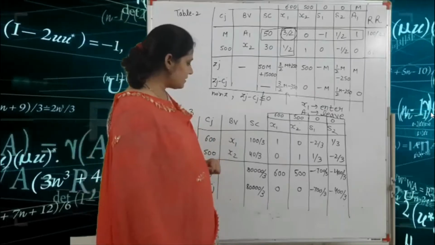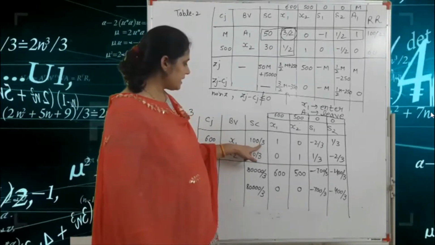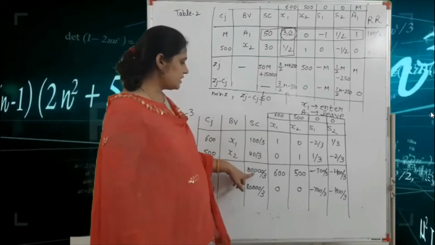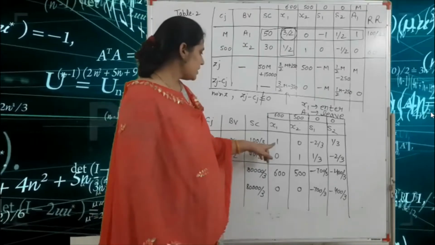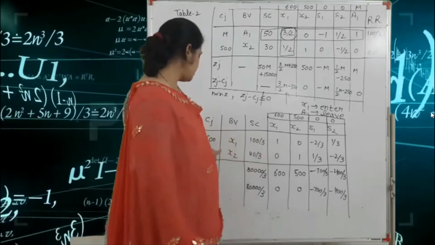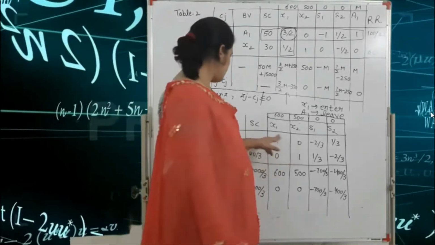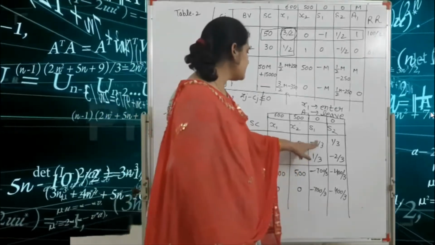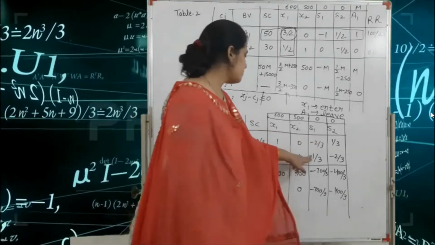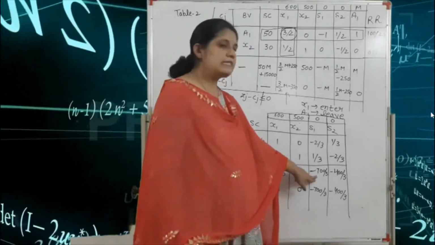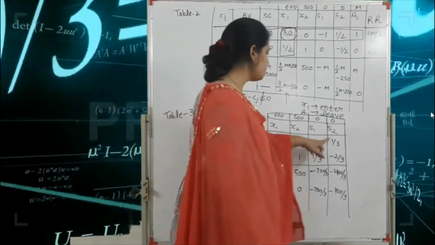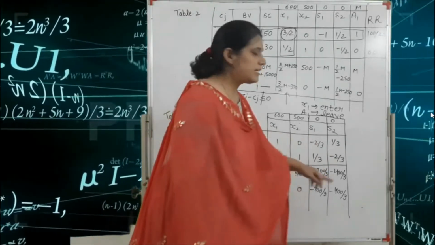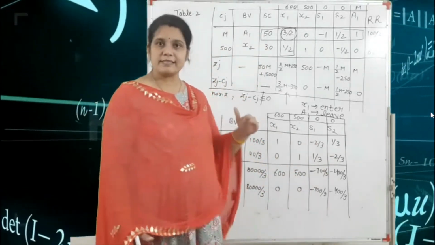Okay, so first we find the Z. So 100 divided by 3 into 600 plus 40 by 3 into 500, so we get 80,000 divided by 3. 600 into 1 plus 0 into 500, so 600. 0 into 600 plus 1 into 500, so 500. Minus 2 by 3 into 600 plus 1 by 3 into 500, so minus 700 by 3. 1 by 3 into 600 plus minus 2 by 3 into 500, so minus 400 by 3. This is your Z0.